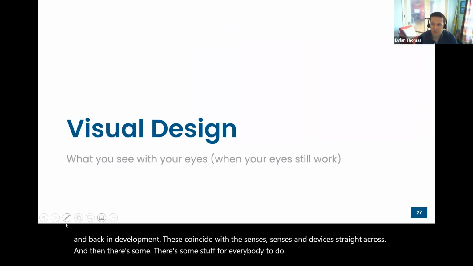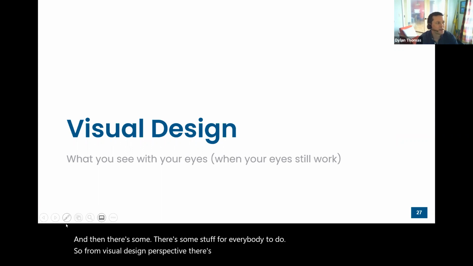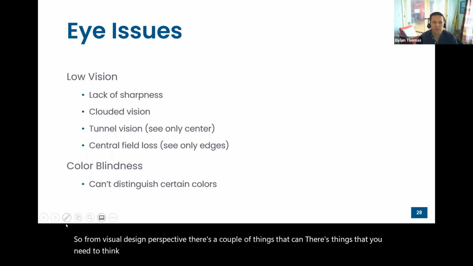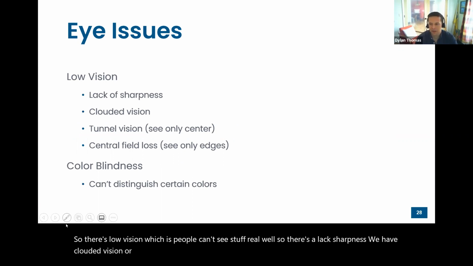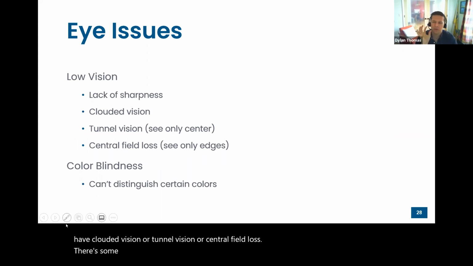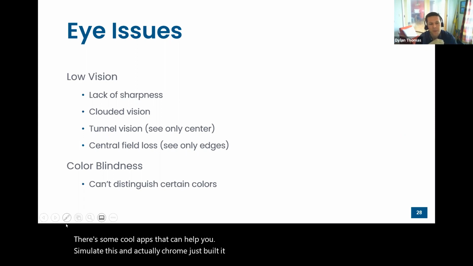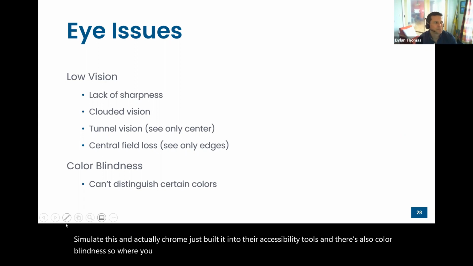So from a visual design perspective, there's things that you need to think about. So there's low vision, which is people can't see stuff real well. So there's a lack of sharpness, or you have clouded vision or tunnel vision or central field loss. There's some cool apps that can help you simulate this, and actually Chrome just built it into their accessibility tools. And there's also color blindness, where you can't distinguish colors.